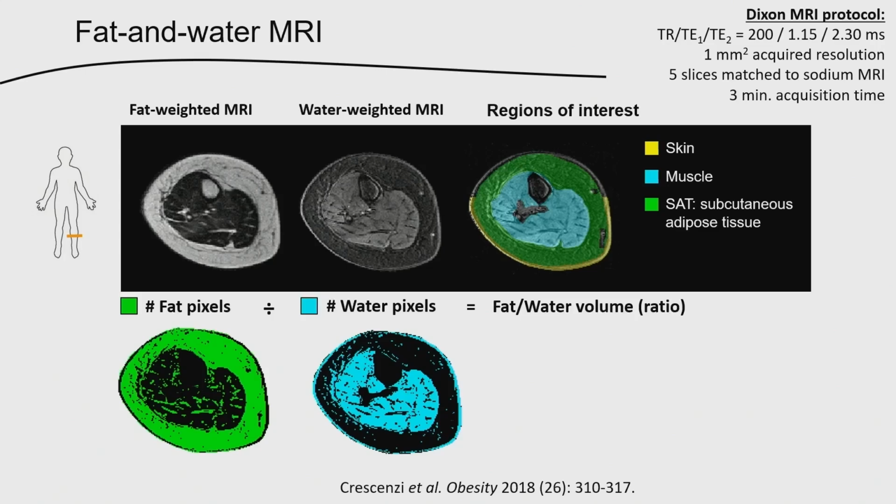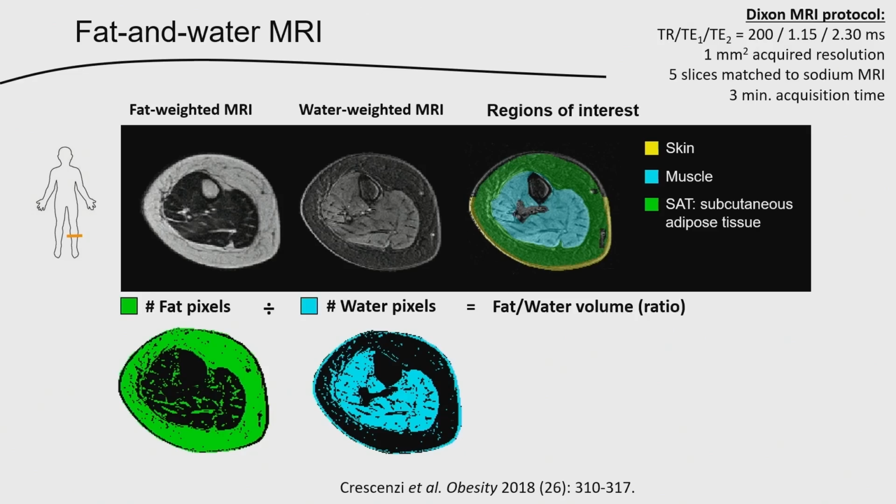Okay, the second method is fat and water-based MRI. This is a traditional anatomical imaging method, but we've tried to put some numbers to it, and there are various ways that you'll see this in the literature. In particular, we use these imaging methods shown here in the leg to identify regions of interest in the skin, in the muscle, and in the subcutaneous adipose tissue compartments, shown there in the colorized image.